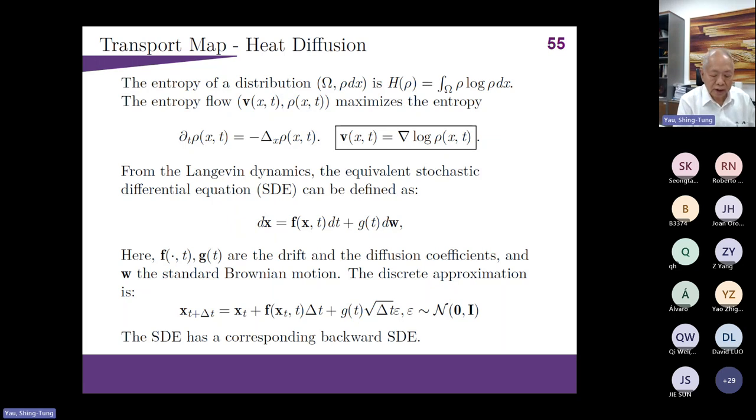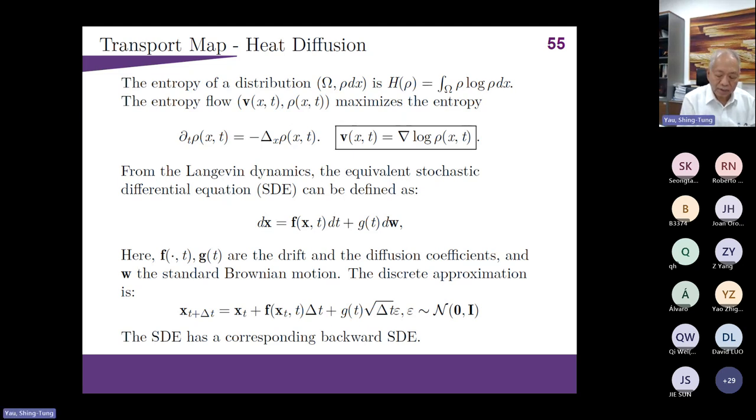So from the Langevin dynamics, the equivalent stochastic differential equation can be defined as dx equal to f dt plus g dw. f and g are the drift and diffusion coefficients, and w is the Brownian motion. The discrete approximation can be written in the following way. This stochastic differential equation has a corresponding backward SDE also.